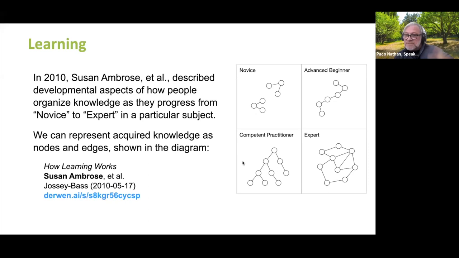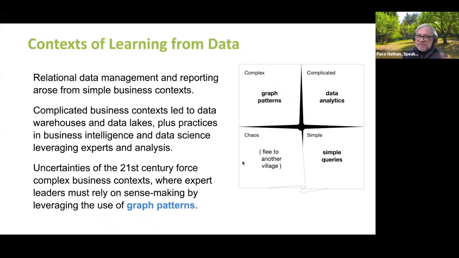So these things align. How do business leaders handle complex situations? How do people gather expertise from a cognitive psychology standpoint? And how do we calculate things with data? These are all aligning, pointing toward opportunities for leveraging graph patterns, especially in 21st century kinds of problems.